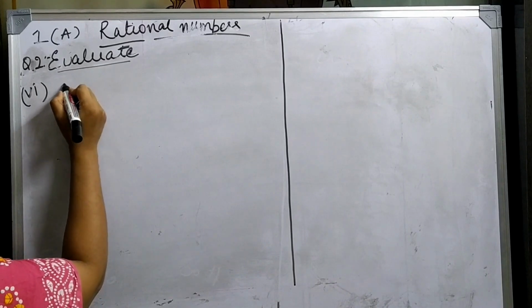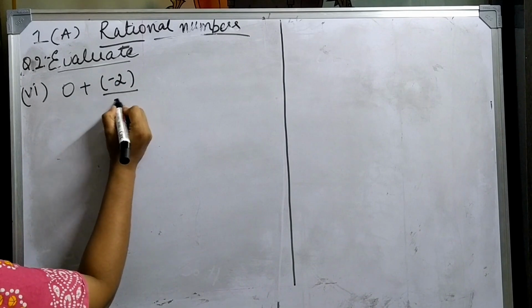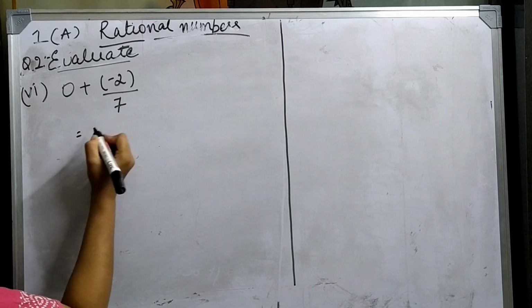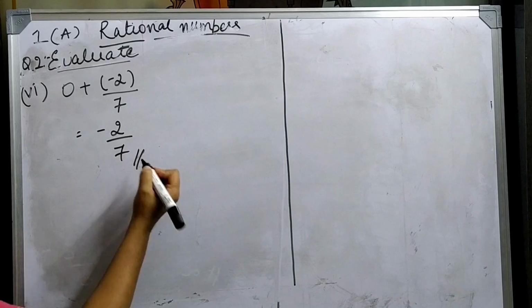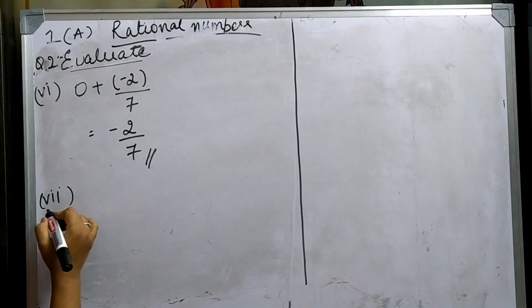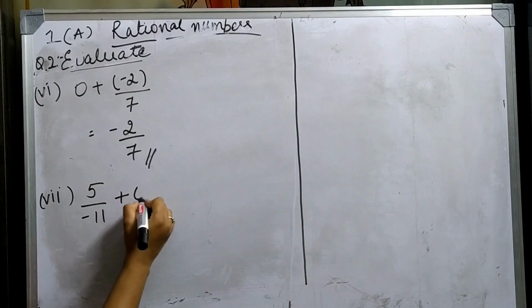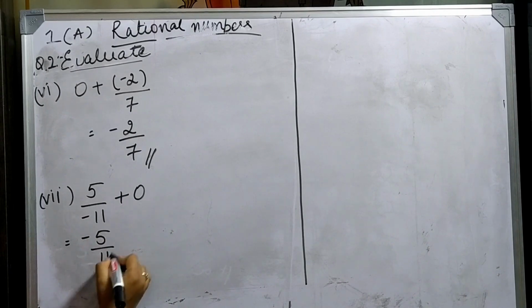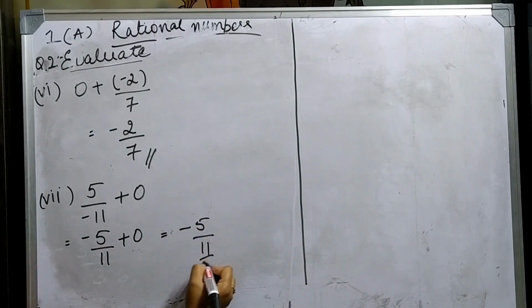So the next question is 0 plus minus 2 by 7. So anything, if you add 0 plus anything, you will get back the same number. So I don't think there is any need of explanation. So it is nothing but minus 2 by 7. So the next question, which is the 7th question, is 5 by minus 11 plus 0. So this is nothing but minus 5 by 11 plus 0. Anything you add with 0, you will get back the same number. So it is minus 5 by 11.